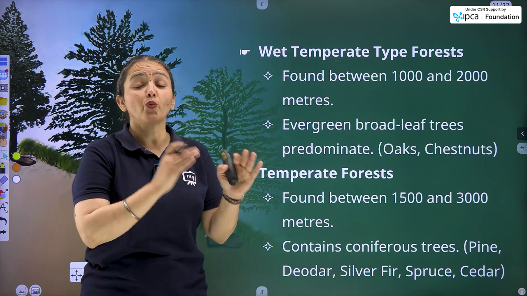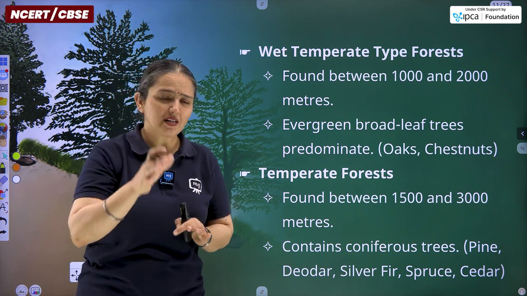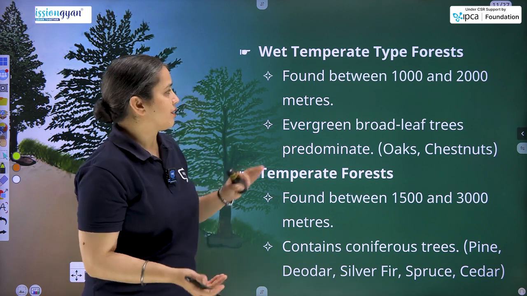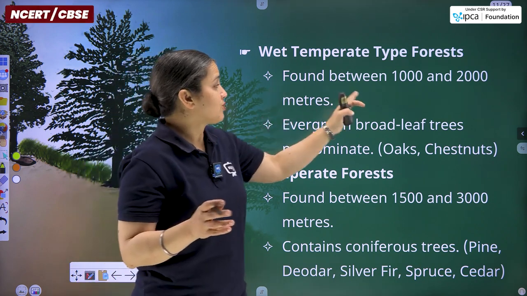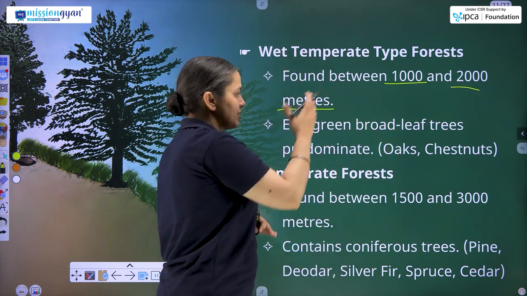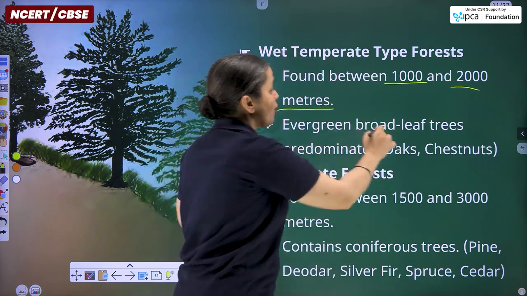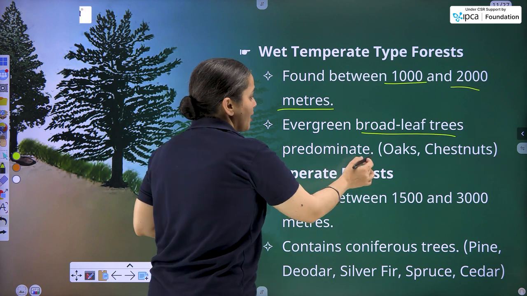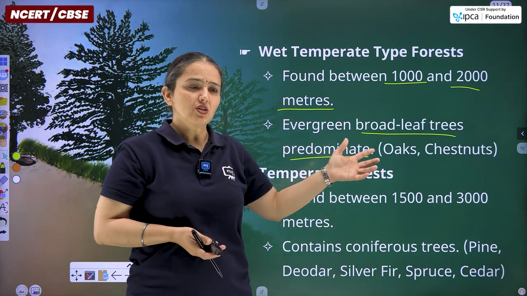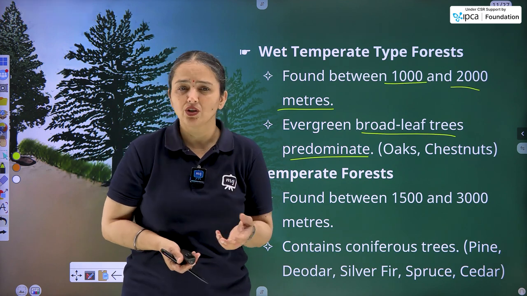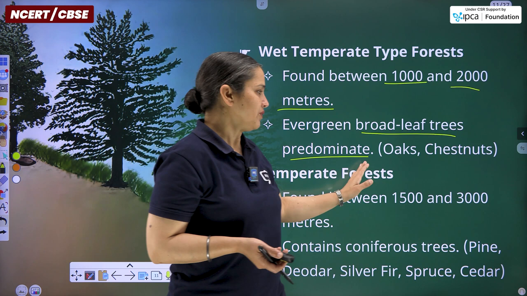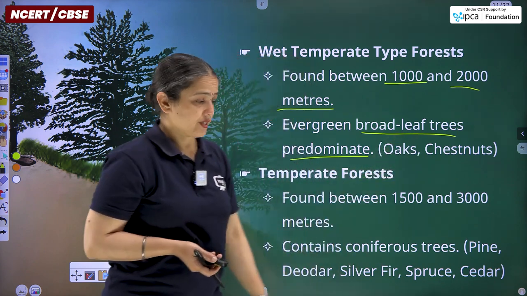The first one is wet temperate. Temperate doesn't range into the extreme, neither too hot nor too cold kind of region within the mountain. These are present in mountains between 1000 to 2000 meters. Evergreen broadleaf trees predominate that region and have been present there since centuries. After that, new vegetation has been introduced on its own without any human interference. Examples are oaks and chestnuts.